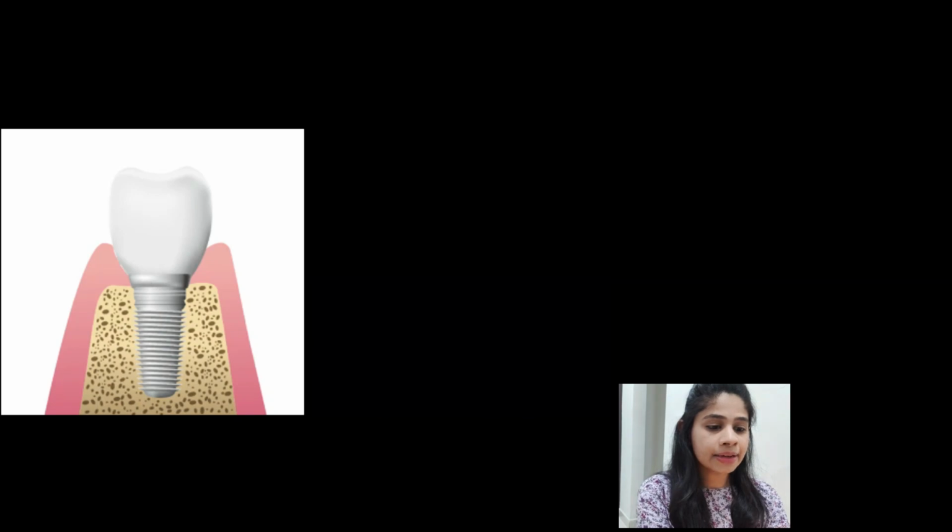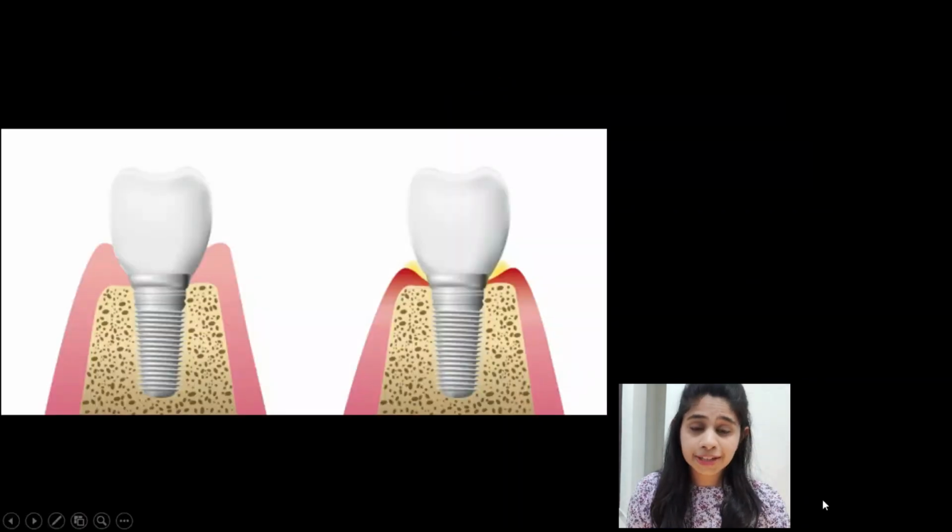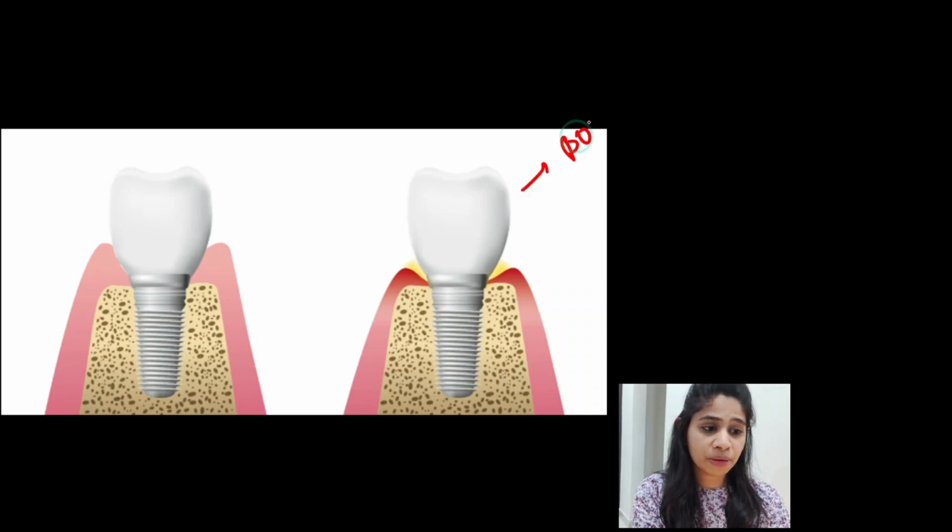The second category is the category of peri-implant mucositis. So here there are signs of inflammation which are seen. There is bleeding on probing seen around the implant along with plaque accumulation. Now this condition is a reversible condition. So once the plaque is removed around the implant, the condition reverts back to the state of health.